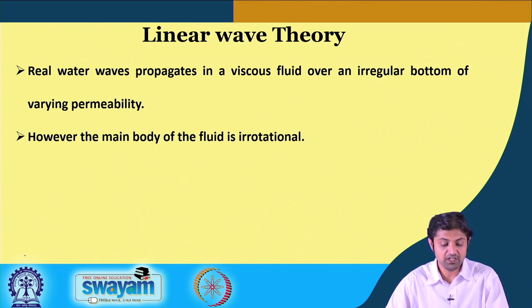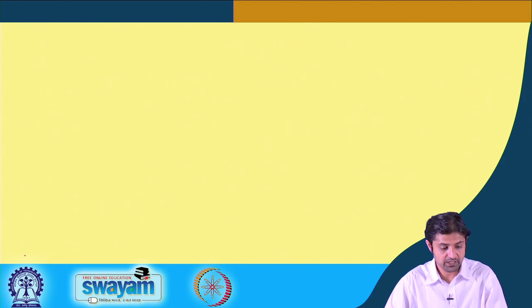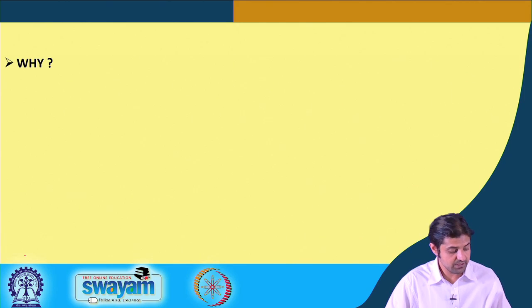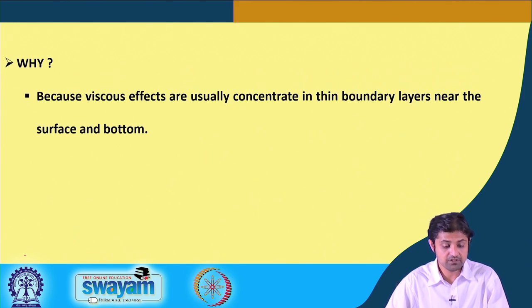However, we assume that the main body of the fluid is irrotational, because of what we have learned in our laminar, turbulent and viscous fluid flow classes: viscosity effects are limited near the bottom. So above that bottom part, the main body of the fluid is irrotational, right? And what is the reason? Because, as I said, viscous effects usually concentrate in thin boundary layers near the surface and also the bottom, because the boundary layer will also be there at the surface.